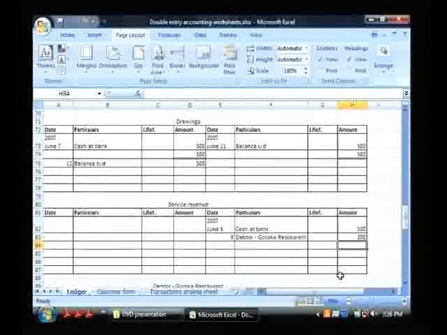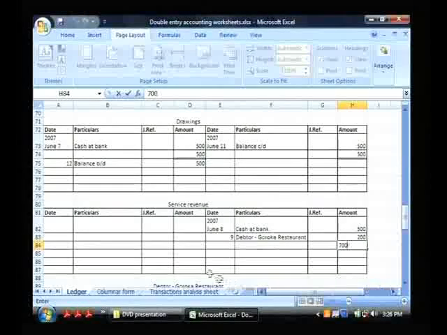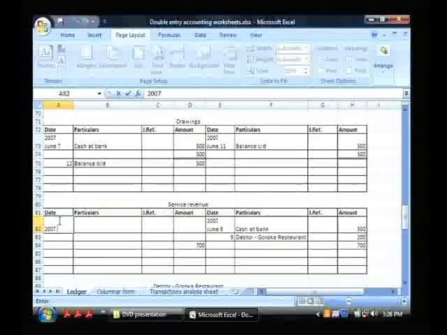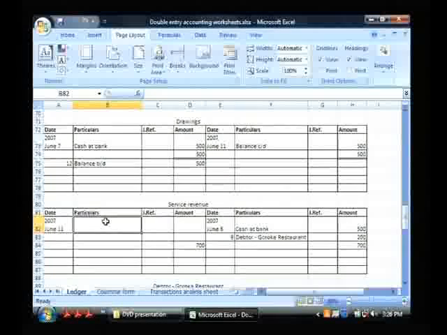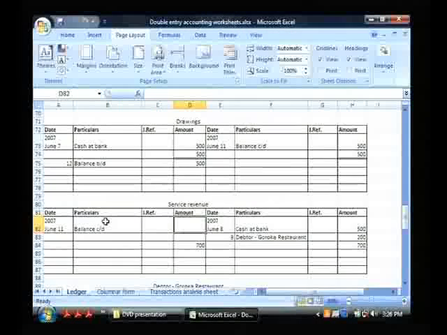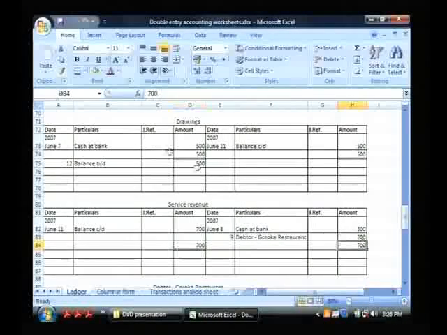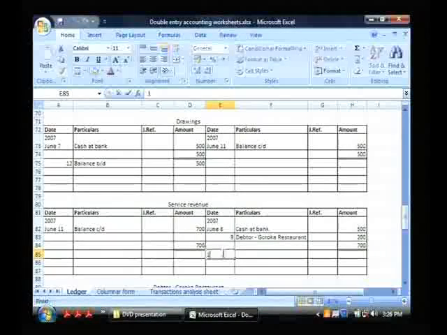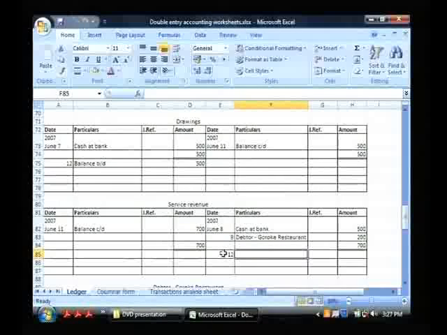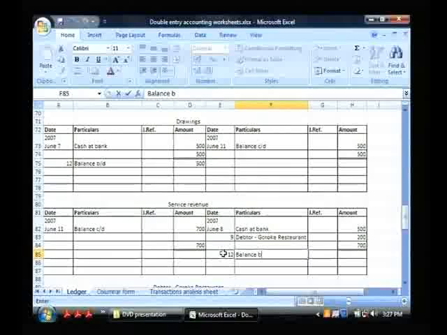Next account, only credit entries, 700 total, write 700 here, and 2007, June 11th, balance carried down 700, total 700, total 700, balance in date 11th and 12th brought down, balance BD 700 here.